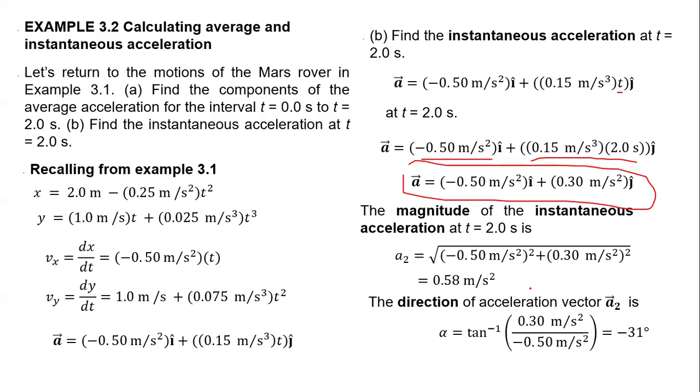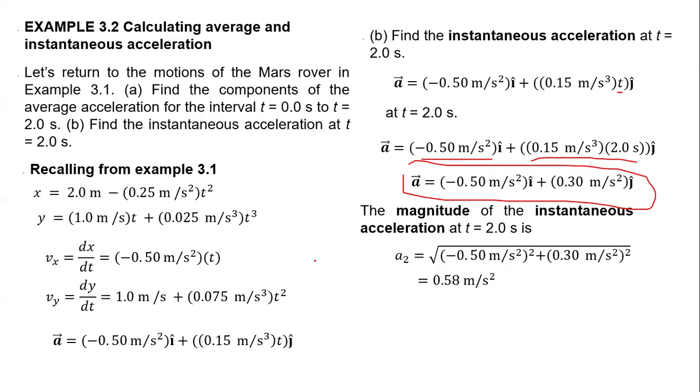And for the direction, how do we get the direction? First, let me tell you that the acceleration for the x is negative and for the y is positive. So the vector must be in this quadrant 2. So this is our direction.